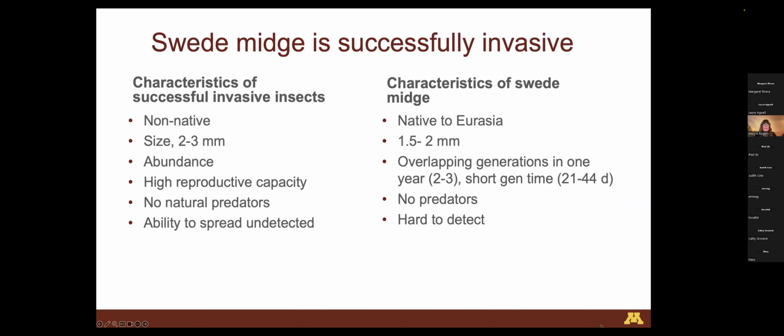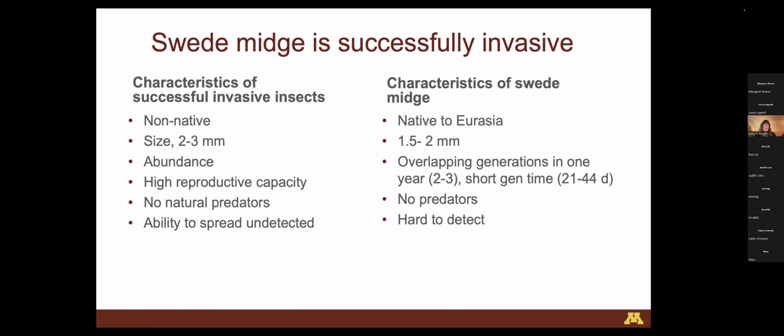So Swede midge is a very successful invasive pest species. Here I have on the left characteristics of successful invasive species. In general, these are non-native, or alien to the ecosystem under consideration, and the introduction causes or is likely to cause economic or environmental harm. So this is what we have in Swede midge. Small size species tend to be more successful at colonizing undetected, just because they're smaller. They tend to fly under the radar until damage is done, and then we start to notice them. That's also the case with Swede midge.